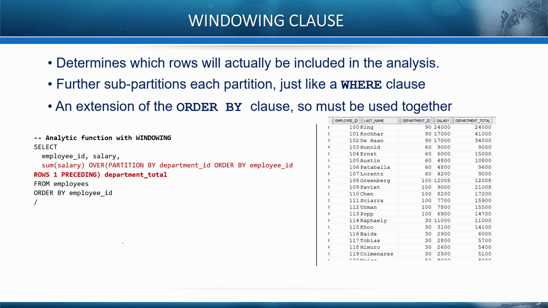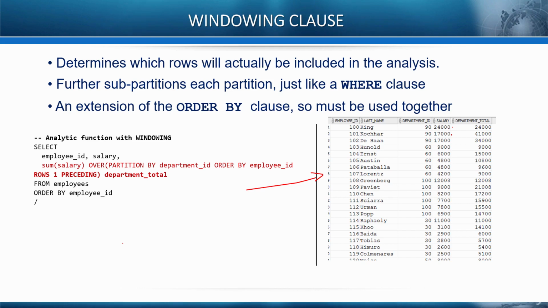This means that within each department, we are not computing the total salaries for the current row and all preceding rows, but this time we are summing the salaries of the current row and one preceding row, which is defined by rows 1 preceding in our clause. So if you look at the results of this query, it's pretty straightforward. The employee ID 100, who is King and belongs to department 90, has a salary of 24,000. So the running total at that point is 24,000. When you go to the next employee, who is Kochhar and belongs to the same department, his salary is 17,000. So the running total at that point is 41,000 because it's 17 plus 24.